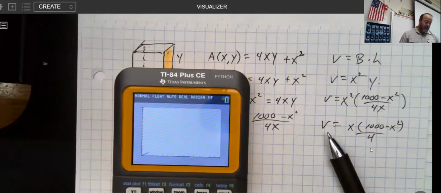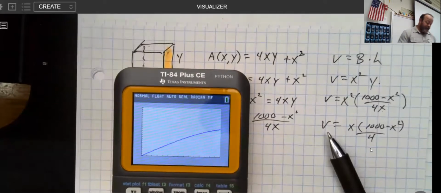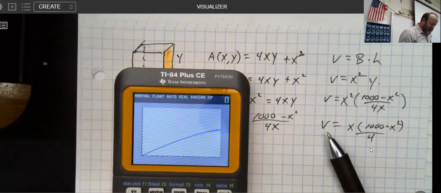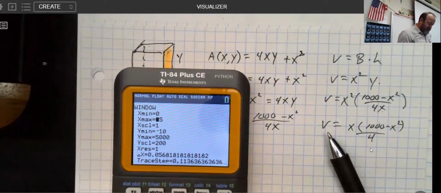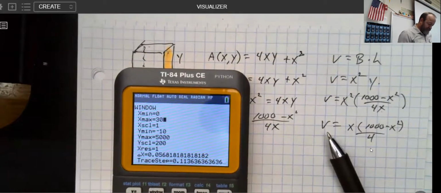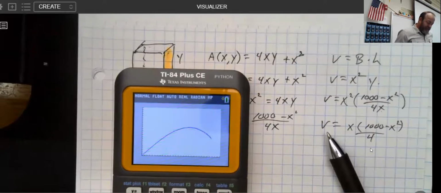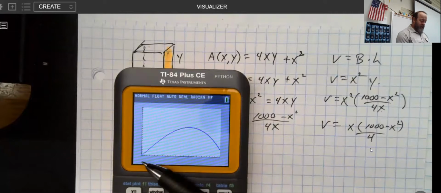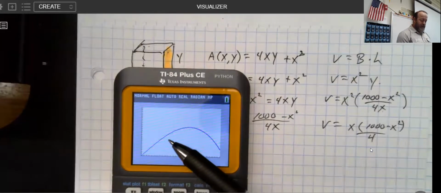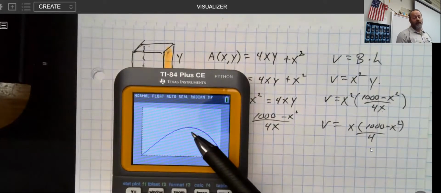Okay, so let's see. Did I do okay? Now, let's see what I got. I'm not totally loving what I see there, so let me try that again. Let's make this a little bit bigger. Oh, there we go. So it appears that the volume as x grows gets bigger and bigger until a certain place over here somewhere, and it comes down.